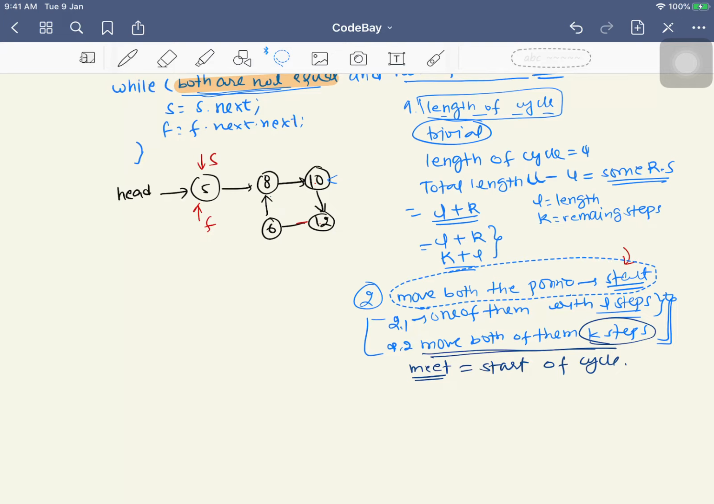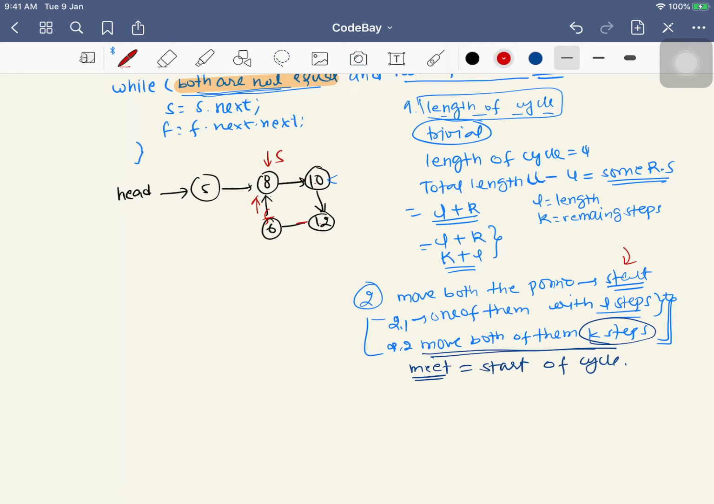That is done. Now, step 2: we move one of them with L steps. So we move fast with L steps, that is 4: 1, 2, 3 and 4, and then we move both of them K steps. So let's say this one is taking K steps and this one is also taking K steps, right? And now they have met, so this is the start of the cycle.